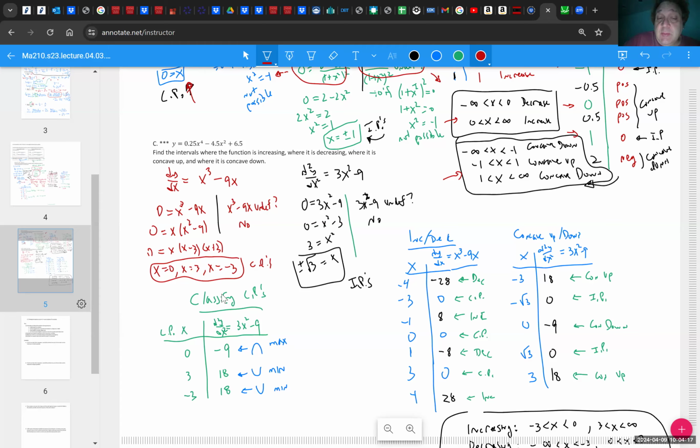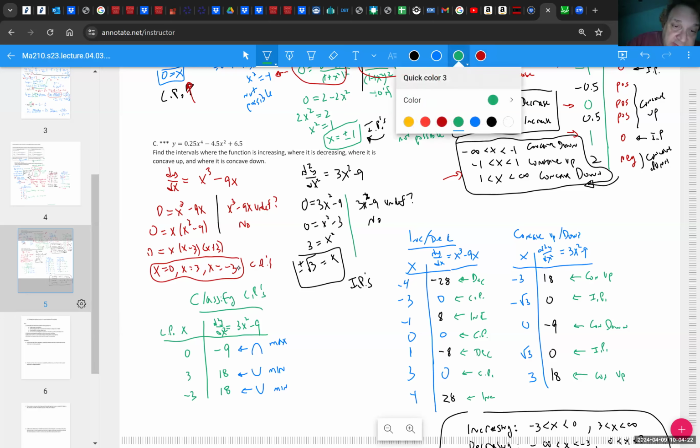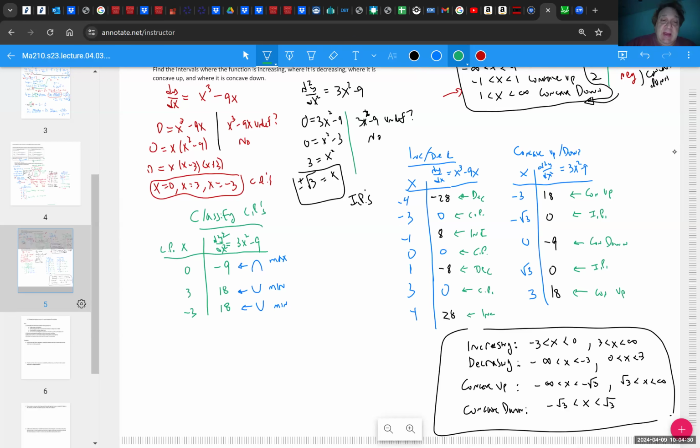So to classify critical points, we oftentimes use the second derivative. So this should say d squared y over dx squared. The second derivative is equal to 3x squared minus 9. So I took each of the critical point x values, 0, -3, and 3, and I plugged them into the second derivative equation.